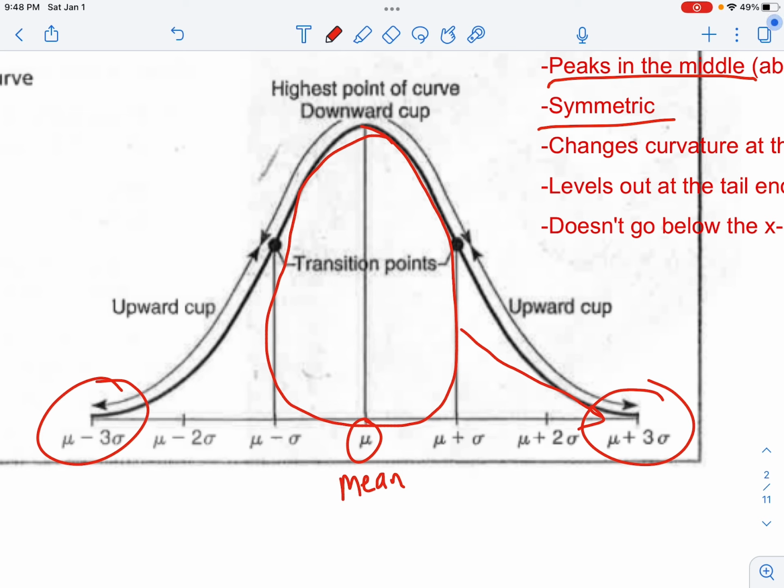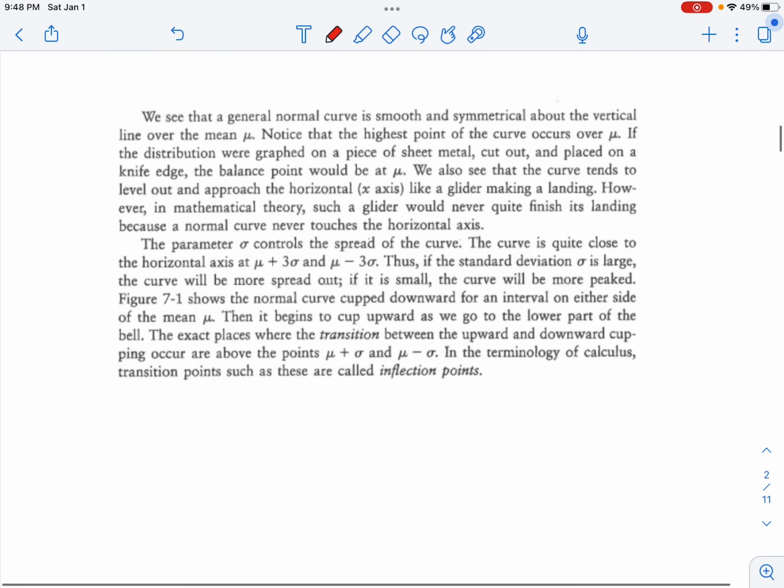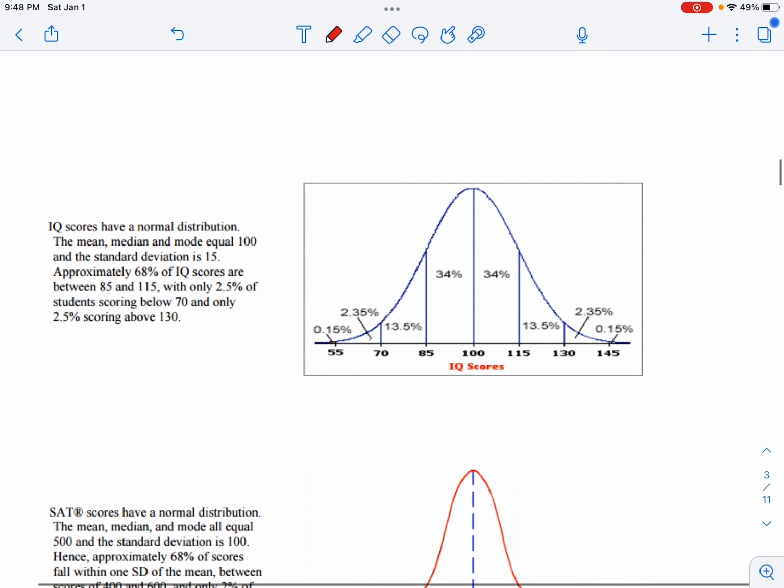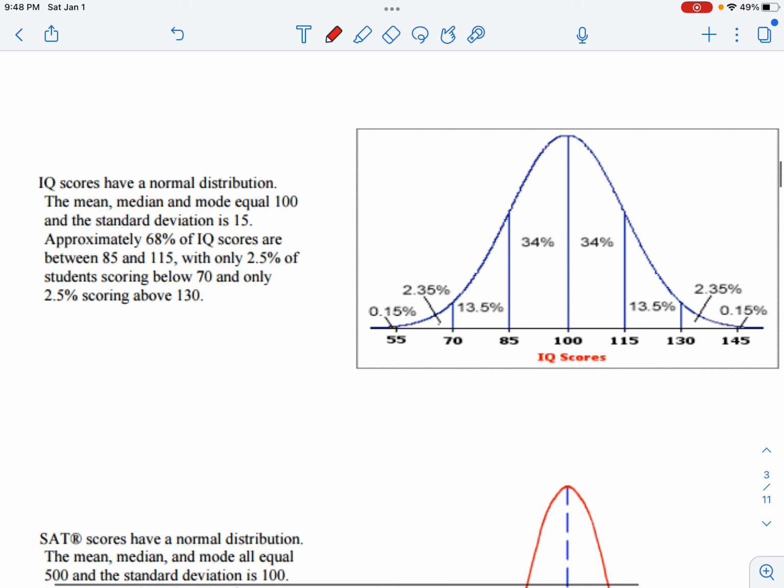So you'll notice all of these: mu minus sigma, mu plus sigma, mu plus 2 sigma, mu plus 3 sigma. So let's talk about what all that's about. Let's do an example here. IQ scores have a normal distribution. So in America, your average IQ is 100. It's the average IQ in the country of America. The standard deviation is 15. So you take an IQ test, you score 110 or so. You're basically above average, right?